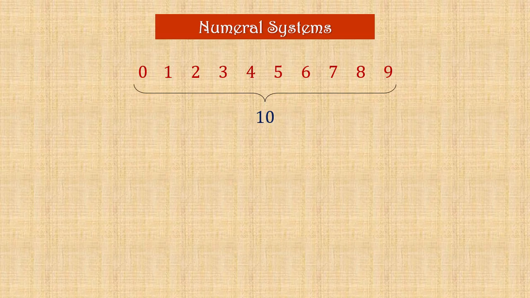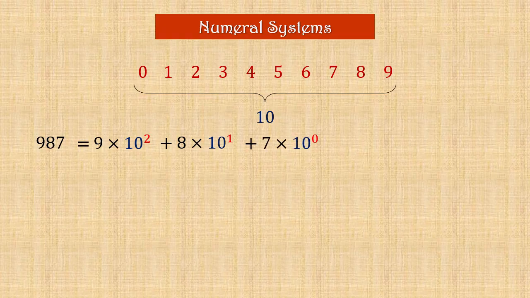Yes, for example, the scripture 987 means 9 multiplied by 10 to the power of 2 plus 8 multiplied by 10 to the power of 1 plus 7 multiplied by 10 to the power of 0. So in our scripture, 987, the digit 7, which is in the first position from the right, is multiplied by the 0 power of 10, which means that it is multiplied by 1.